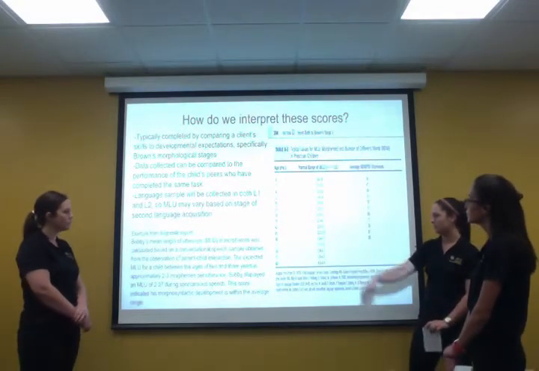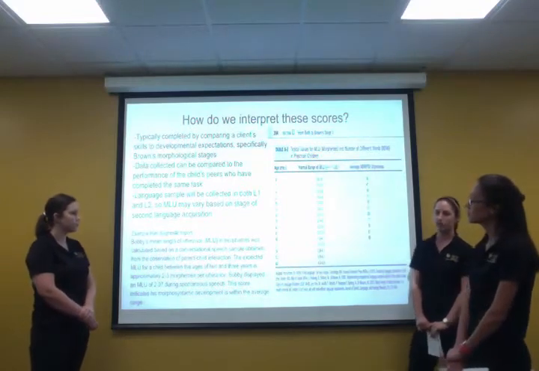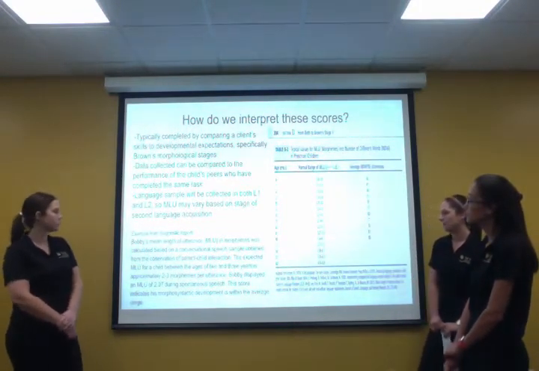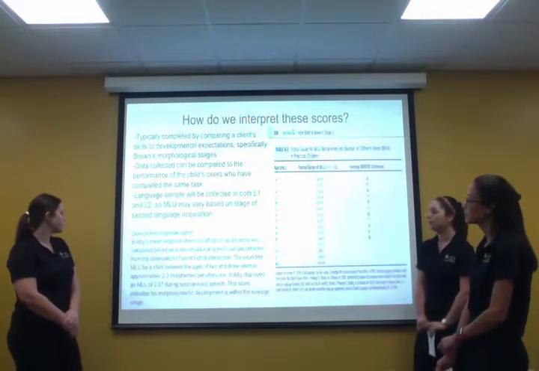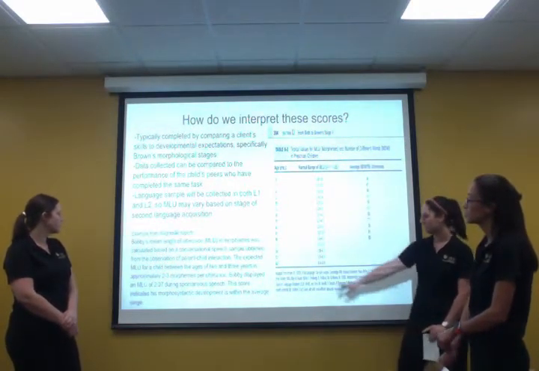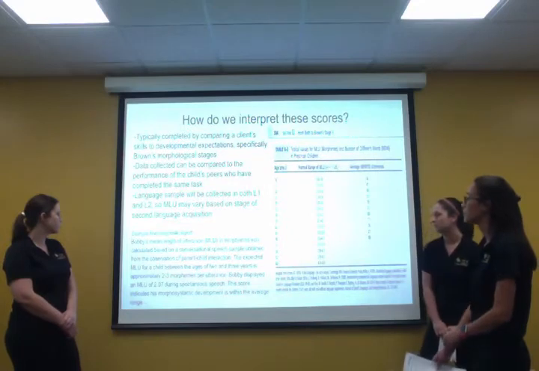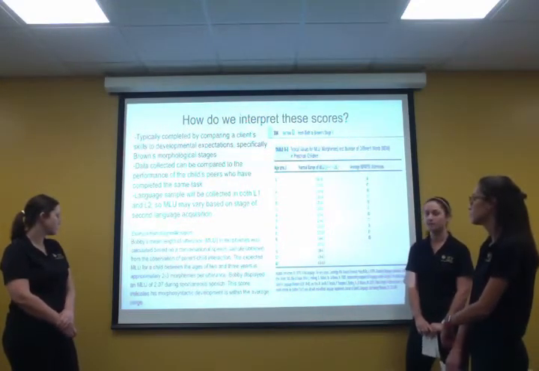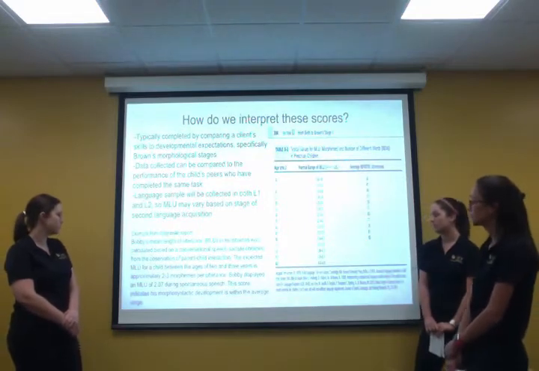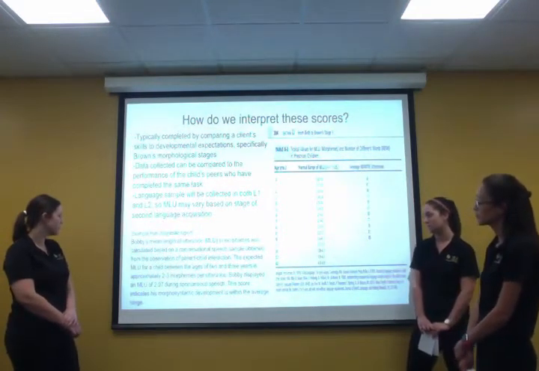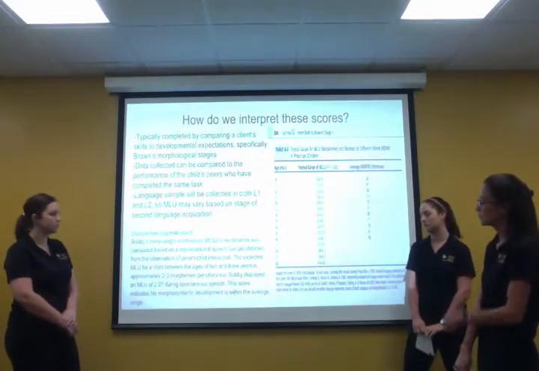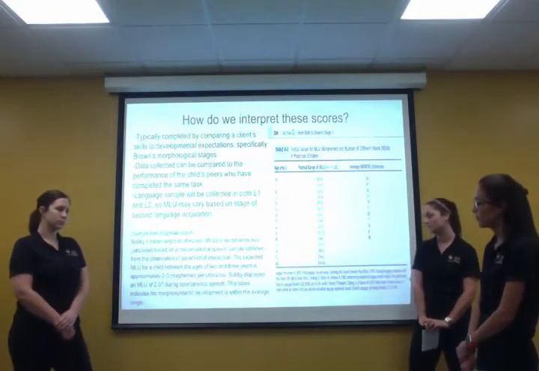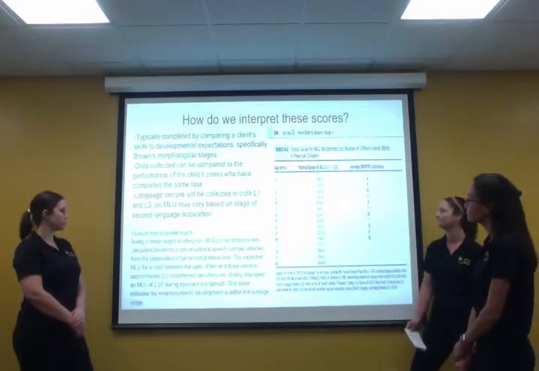The bottom is an example that was pulled from a diagnostic report that you might be presenting to a parent, just describing the MLU for a boy named Bobby. So right here it says the expected MLU for a child between the ages of 2 and 3 years is approximately 2 to 3 morphemes per utterance. Bobby displayed an MLU of 2.07 during spontaneous speech, so compared to that developmental expectation, this score would indicate that his morphosyntactic development is within the average range.